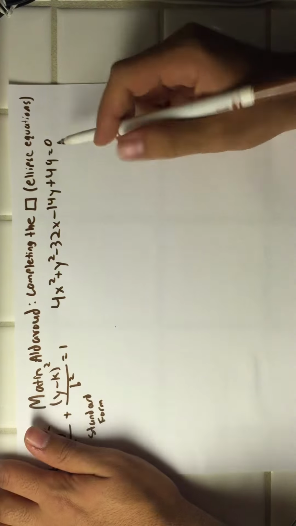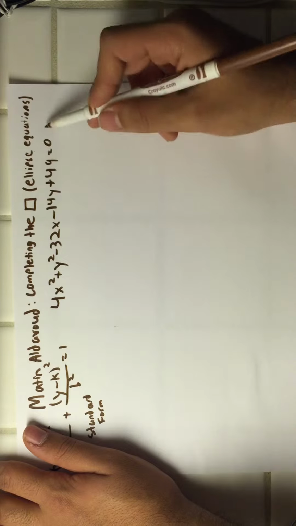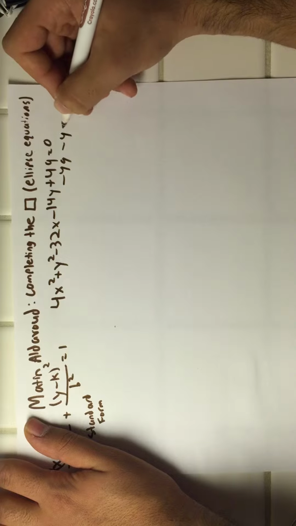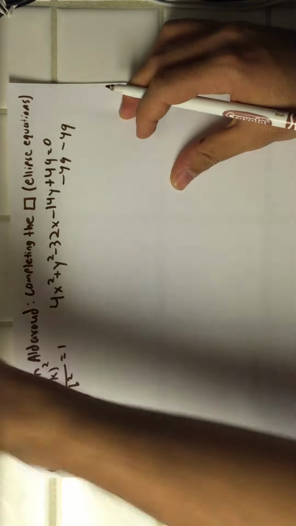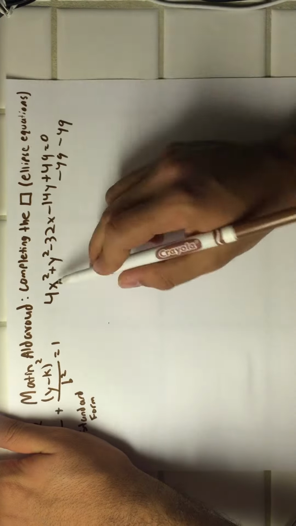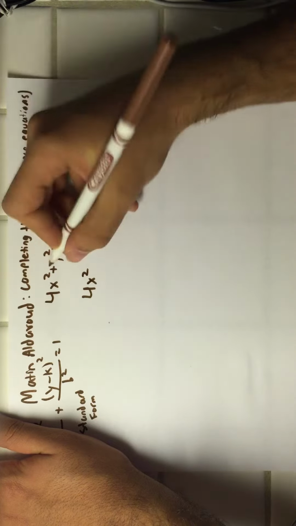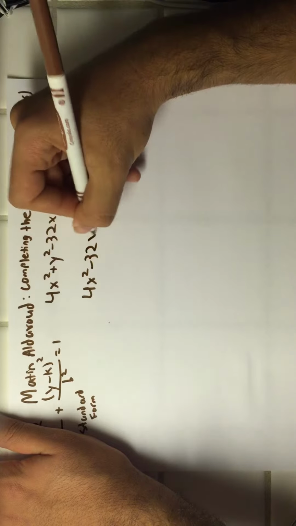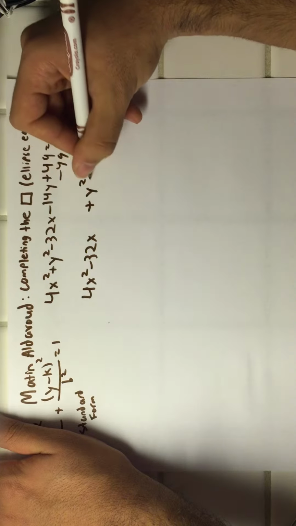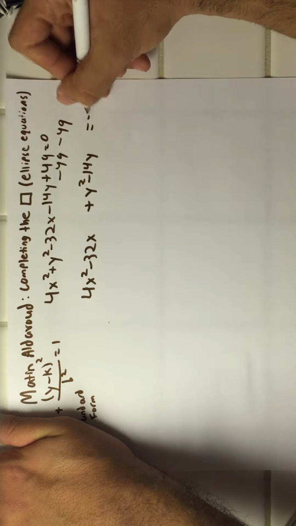First of all, we can notice immediately that there's no variable next to this number over here, so we can just subtract it. Subtract 49 from this side and bring it to the other side, so there'll be a negative 49 on that side. With one quick motion, I'm also going to group my variables, bringing my x's with my x's and my y's with my y's. So 4x squared minus 32x, leave a blank because we're going to be completing the square, plus y squared minus 14y, another blank, equals negative 49.